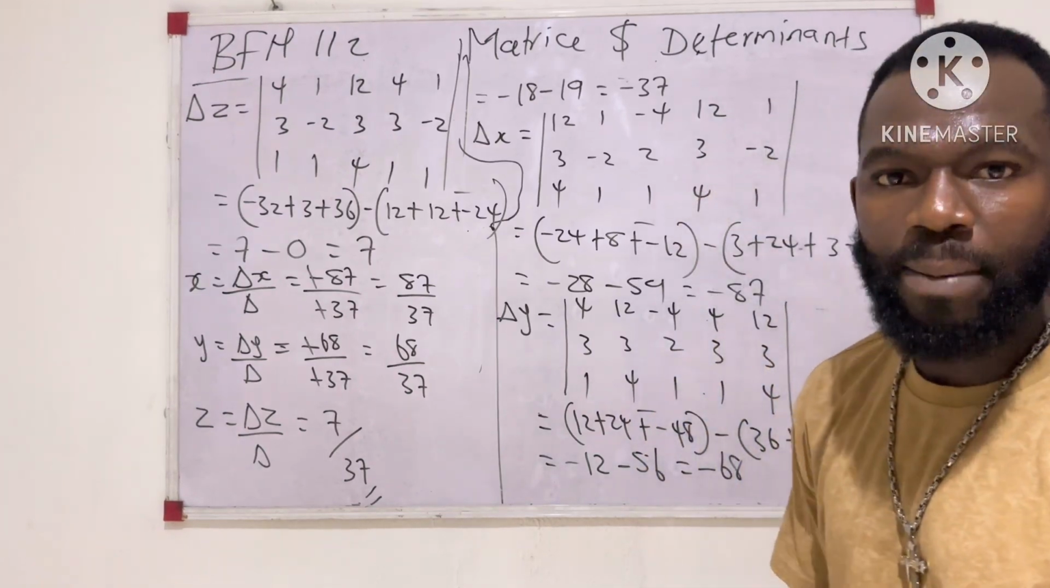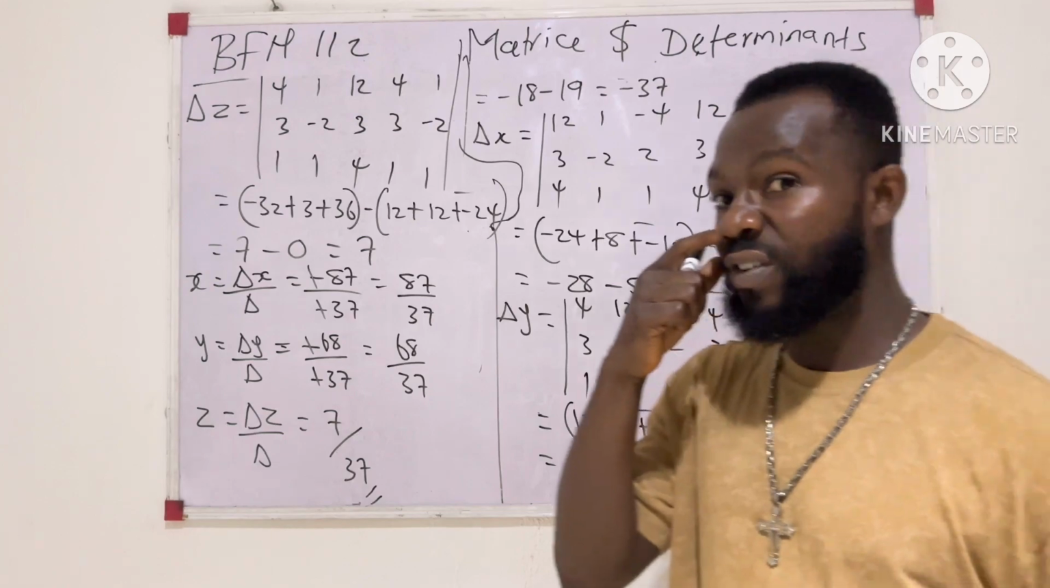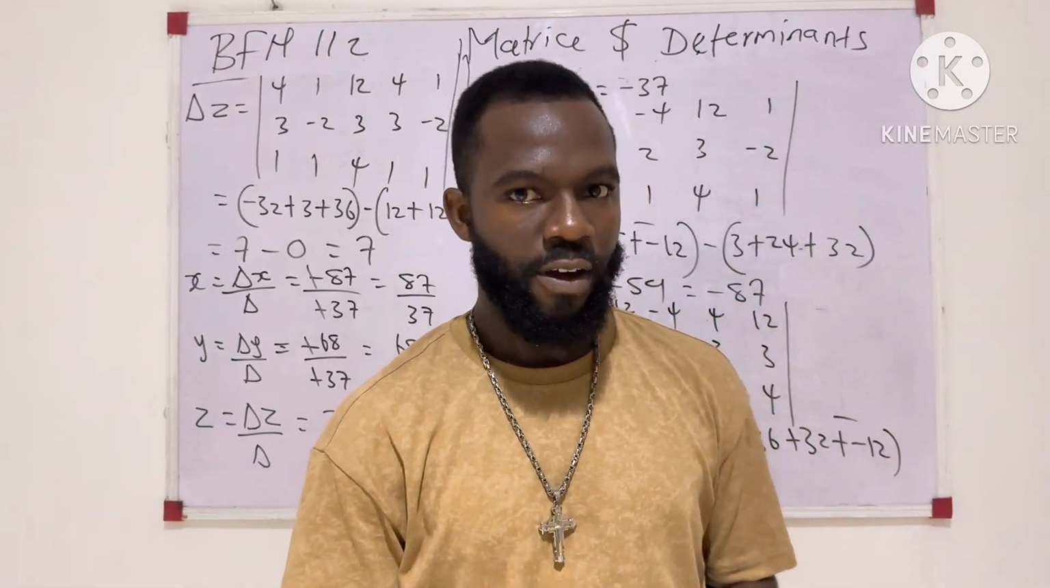So class, you see, these are the steps you follow when you are applying Cramer's rule in solving simple linear or simultaneous equations involving 2 variables or 3 variables.